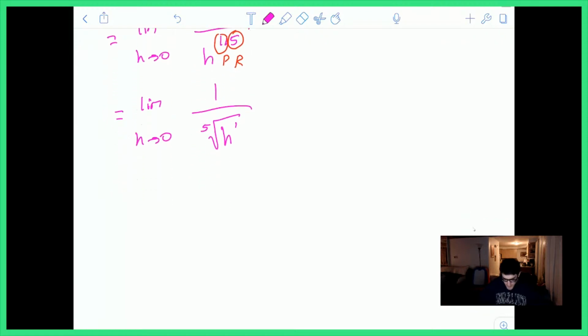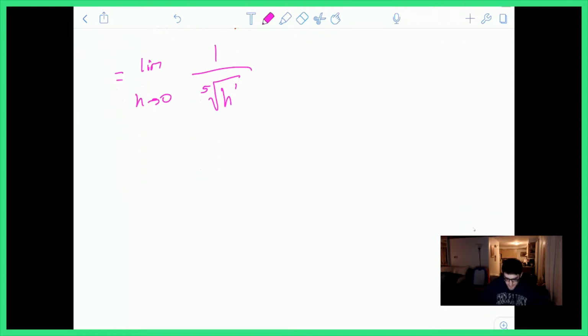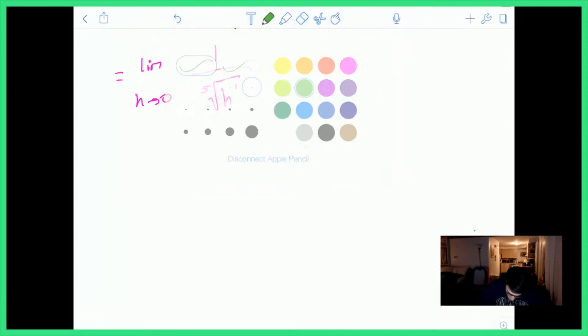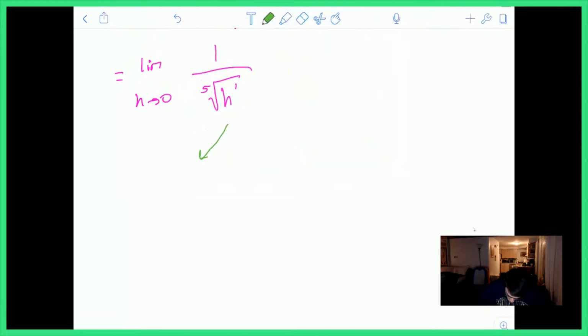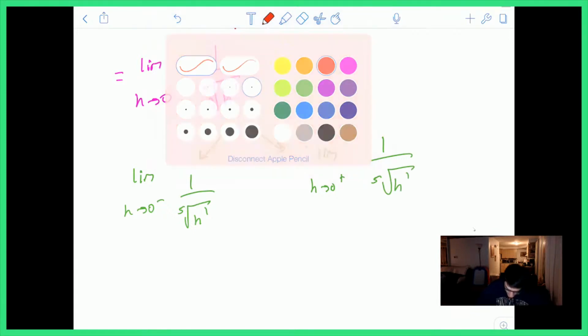Okay, so what I want to consider is what's happening to the left and what's happening to the right. So in order to do that, I need to break this problem into 2 separate problems. The first problem is the limit as h goes to 0 from the left of 1 over the 5th root of h to the 1st, and the limit as h goes to 0 from the right of 1 over the 5th root of h to the 1st. Okay, and let's see if we can evaluate these things.